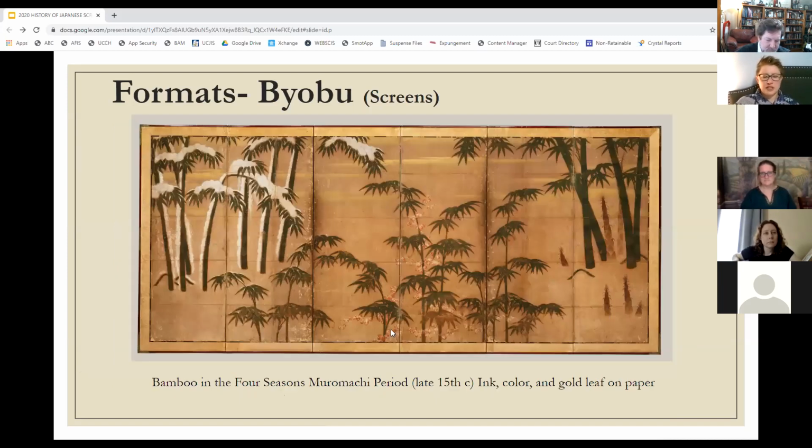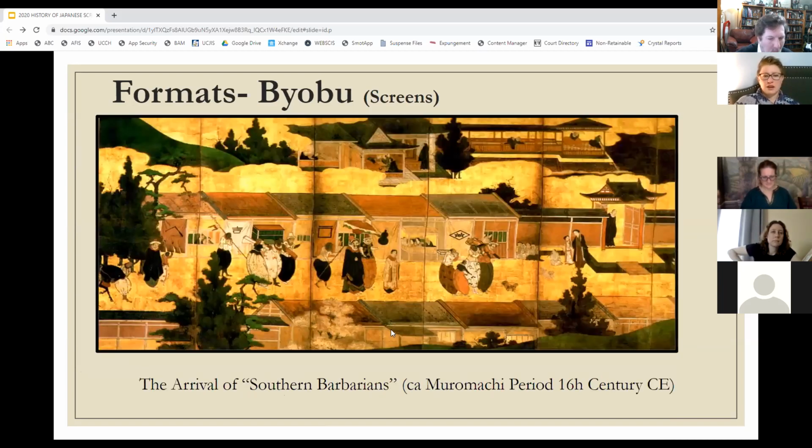This is the bamboo in the 4 seasons. This is from the Muromachi period. Very pretty. So you can see the bamboo shoots on the right. The arrival of the southern barbarians. This is in the Namban style. This is awesome because you get the first look at European interaction with Japan. And what I love especially are those sweet balloon pants. They're not pumpkin pants, they're balloon pants. There is a difference. And I need a pair of those pants. And you can also see there are a ton of golden clouds hanging around.